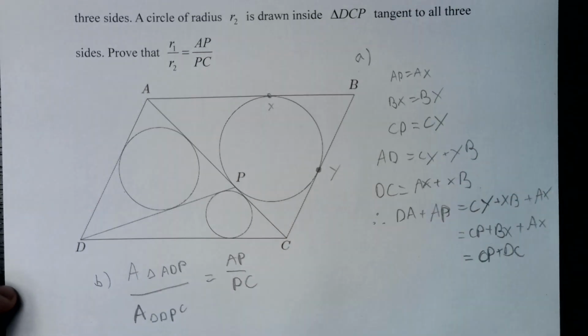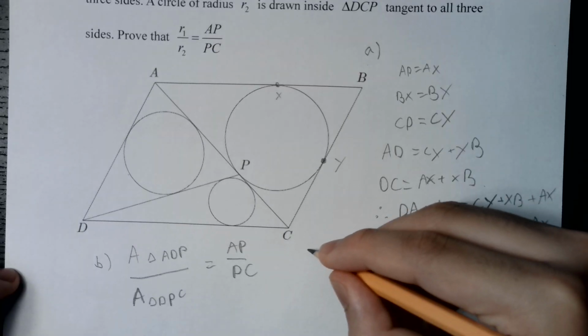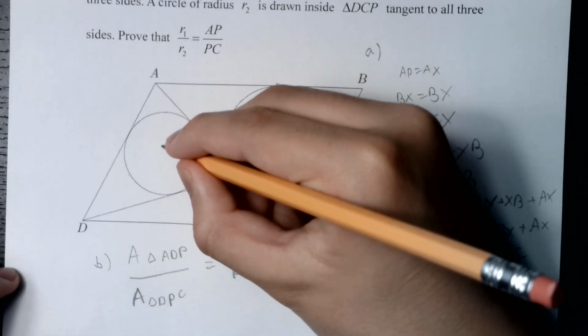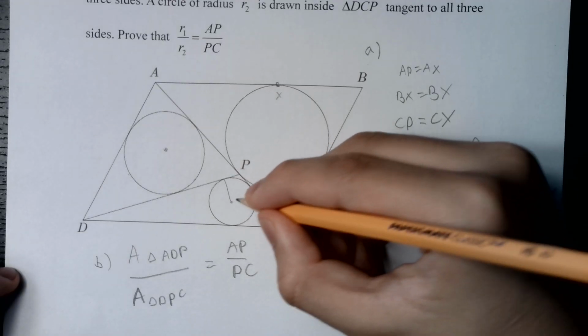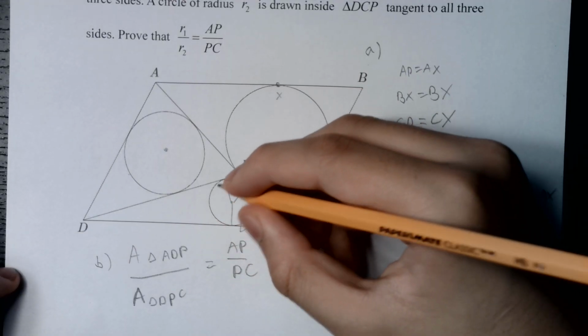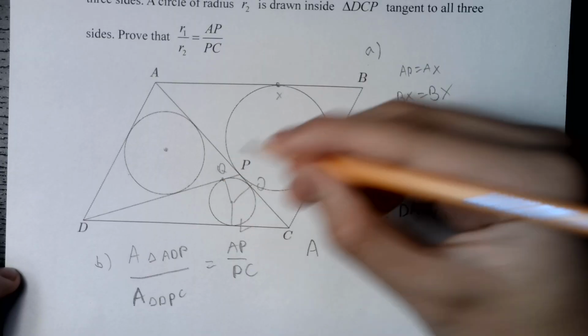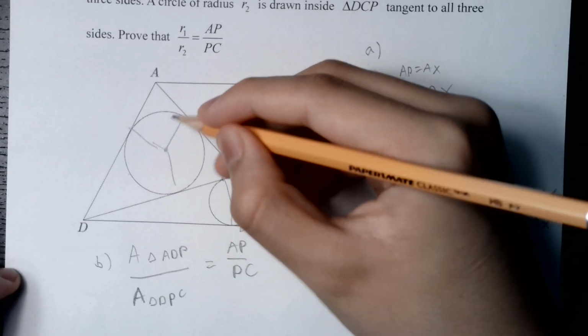The reason this is important is that we can find the areas of ADP and DPC. How? Well, we can use the radius. So I'm going to draw a few new points here and a couple of lines as well: O, L, Q, H, M, and N.